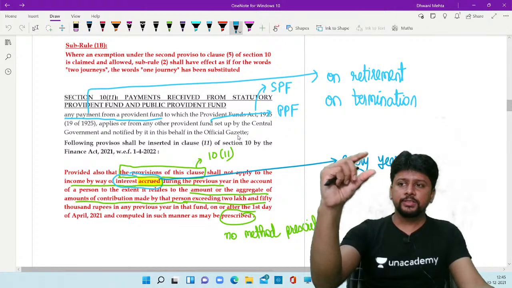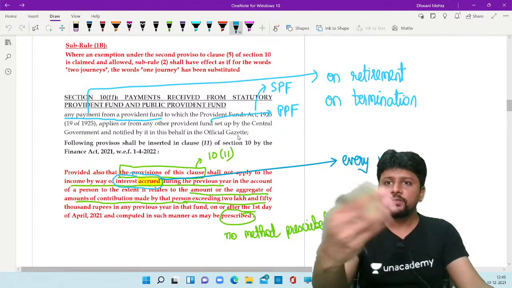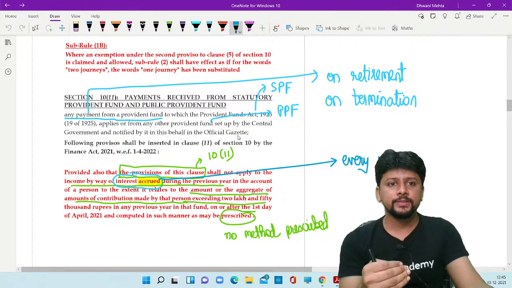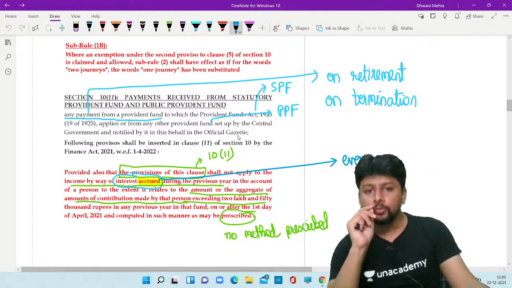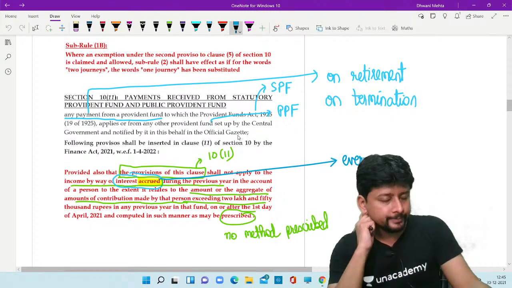In the initial part of the section, it says any payment received by an employee, any payment made by PF received by employee, any payment. So it is on actual payment receipt basis. But the proviso says interest accrued. So this is something that the government still has to clarify.